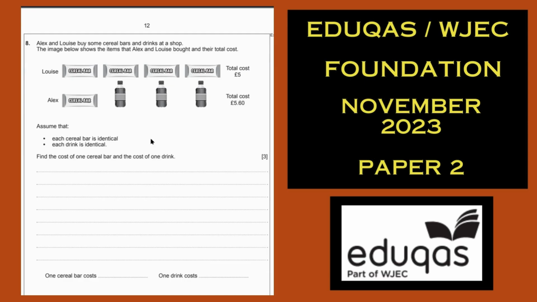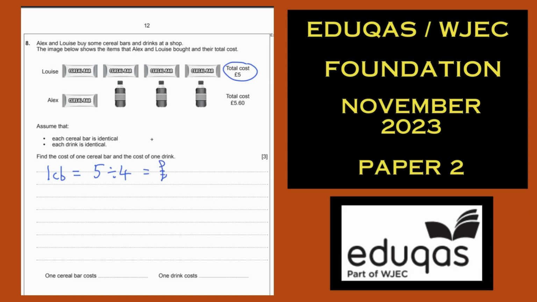Number 8. We've got cereal bars and we've got cans or bottles, sorry. Each cereal bar, they're all identical. Not cheaper, not on offer, not different brands. It's Louise I'm interested in because she's only buying cereal bars. They're all the same. So one cereal bar is equal to the cost of £5 divided by how many she buys, 4.